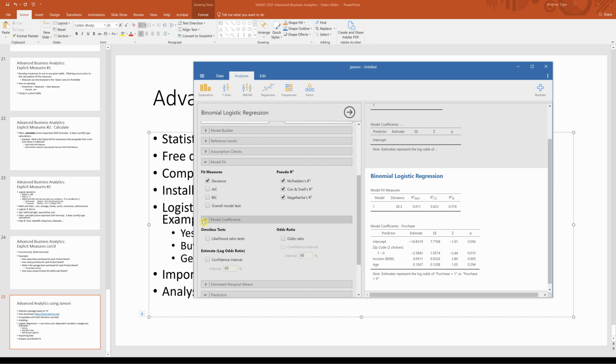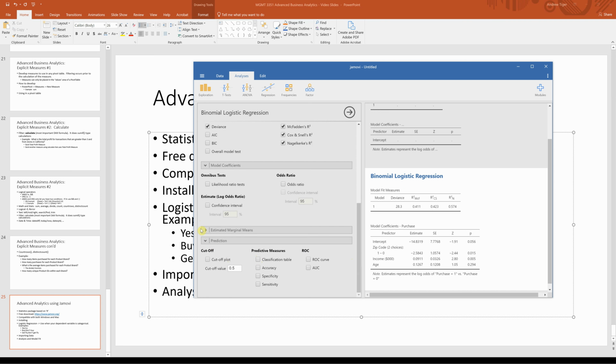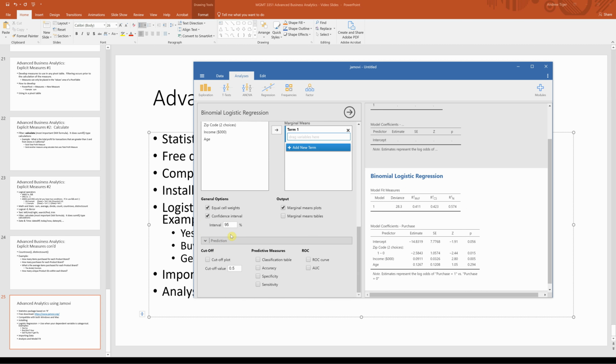Model coefficients, I don't worry about. I don't worry about this one. Prediction, this is a good one. Prediction, let's look at this.